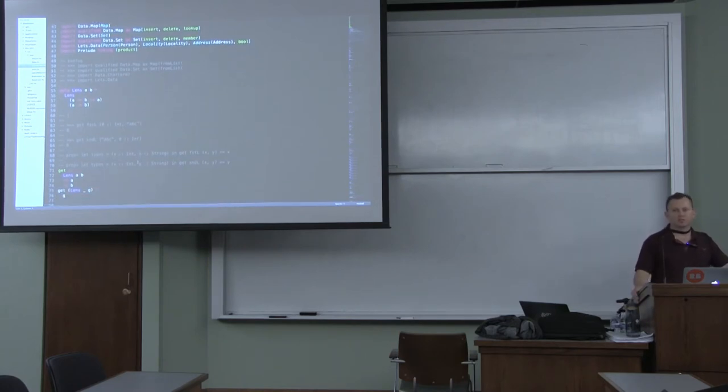Who is not familiar with the concept of lenses at all? Like, it's just something you've heard of and that's it. Is that most of you? Yeah, okay. So I'll brief you on how this works. And for those of you who've not looked at Haskell, I'll do my best to explain what's going on here as well.